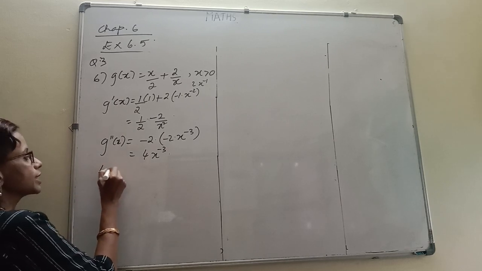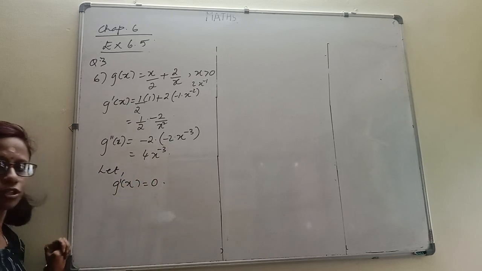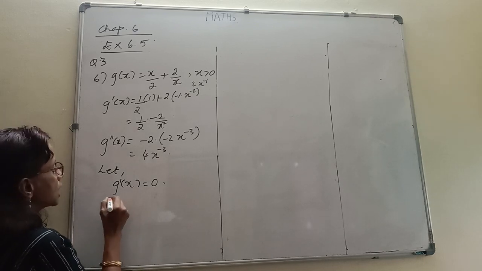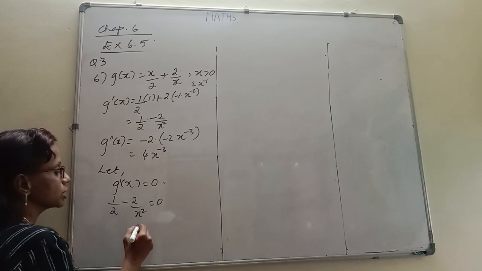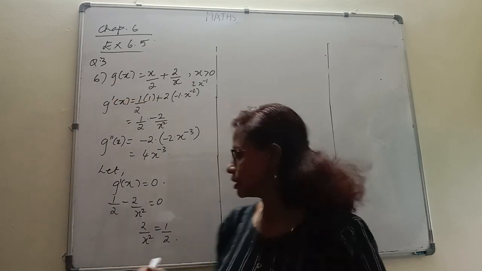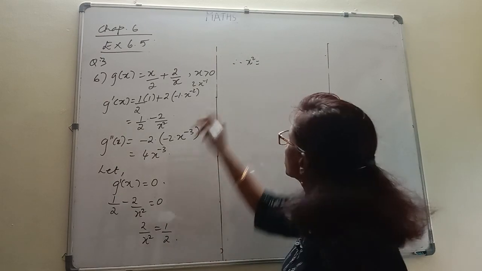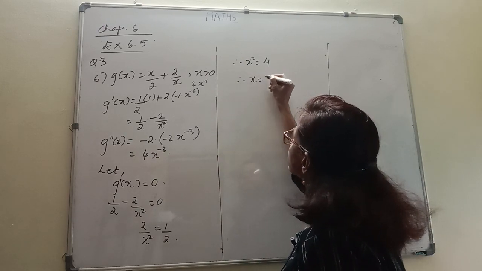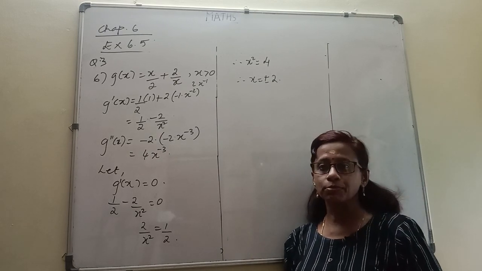Now as usual, let's get the critical point. For that we will make g dash x, the first derivative, equal to 0. So we get half minus 2 over x squared equal to 0. Let's solve this. So 2 over x squared becomes half, or when we solve it further, we take the x square to the other side, and 2 goes to the other side, so 2 times 2 is 4. So you get the value of x as plus or minus 2. So the critical points can be both 2 and minus 2.